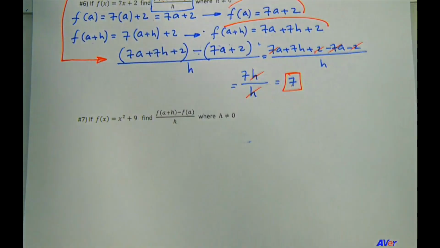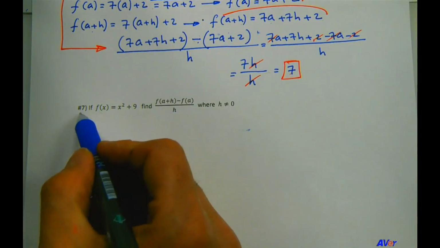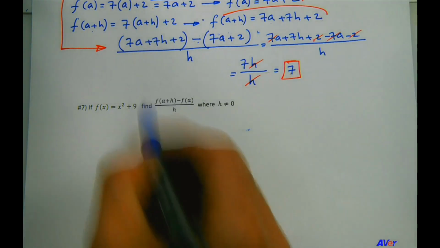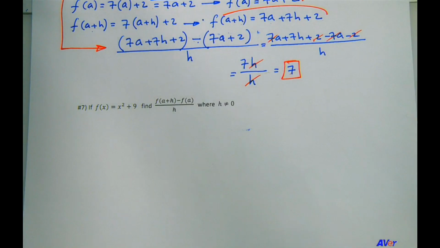Okay? All right. So this one, if you haven't done this for number 7, please pause the video. Go ahead, calculate the difference quotient for this problem, and then look back at the video. Okay? It just takes you 6-7 minutes, no more than that.